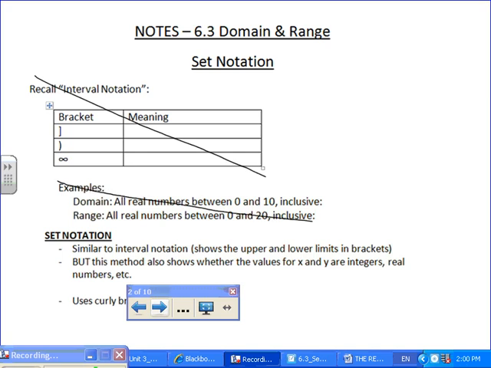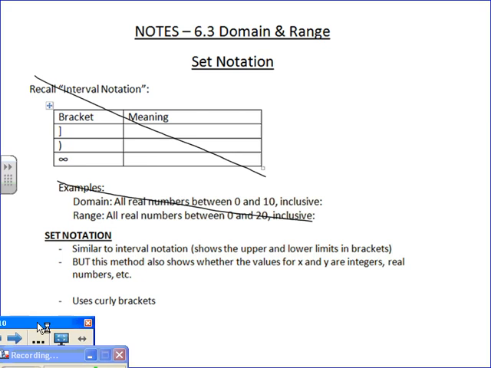We remember that when we use interval notation, we use a set of brackets, round brackets or square brackets, and we show the upper and lower limit. Set notation is very similar to interval notation. It still shows the upper and lower limits in brackets, except we use different brackets. And this method also shows whether the values for x and y are integers, real numbers, natural numbers, or whole numbers, etc. So it will describe whether we're talking about continuous data or discrete data.